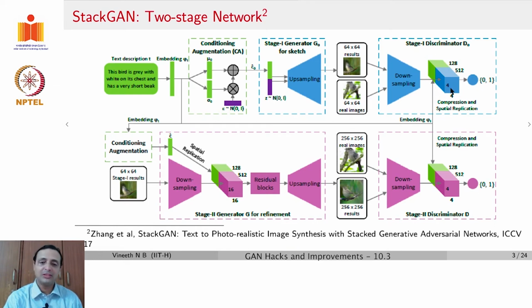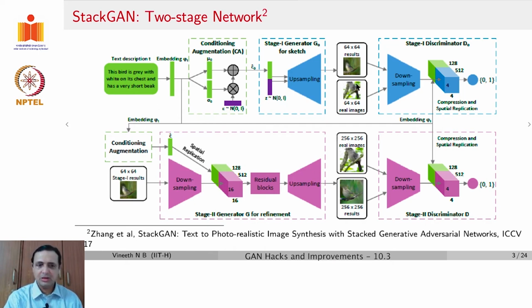And the job of this discriminator now is to classify this tuple of generated image, whose representation we are considering, which is this blue block here, and the text embedding together to be real or fake. This is the first stage.